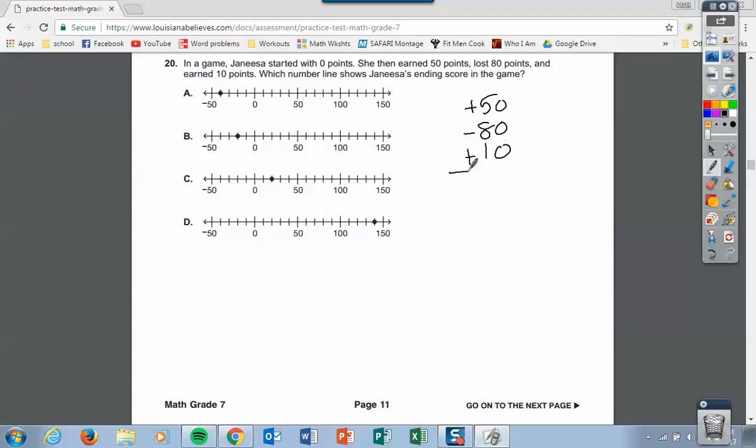Well, let's solve for these. 50 minus 80 is negative 30, plus 10, negative 20. Can I find negative 20 on my number line? Each increment is worth 10. That's negative 40, that doesn't work. Hey, look, negative 20. Hey, look, positive 20. That doesn't work. And then some other number over here. We'll move on.